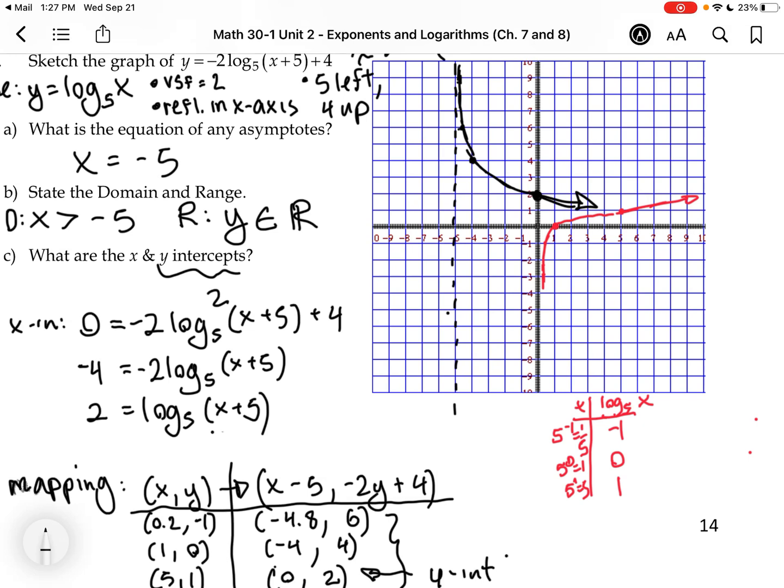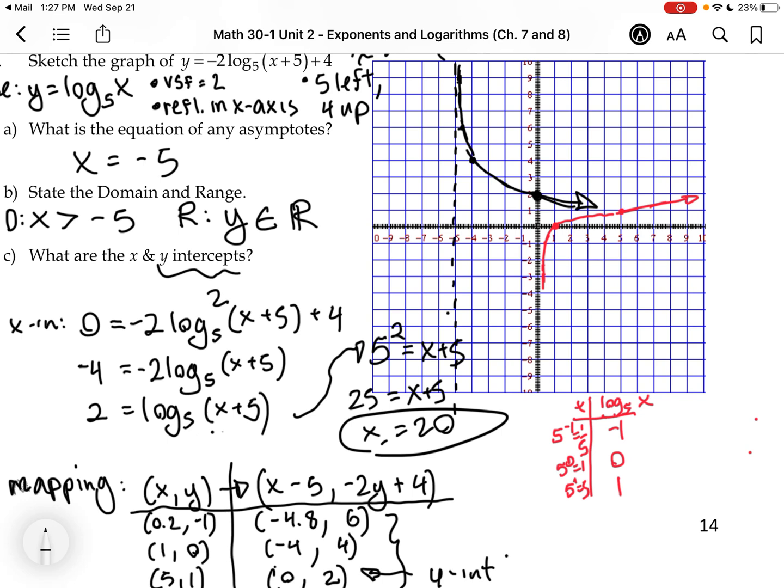So I'm just going to continue over here because I'm really running out of room. So the base of my power will be 5. The exponent is 2, and that's equal to x plus 5. Okay, and that's 25 equals x plus 5. So subtract 5 from both sides. X equals 20. That is your x-intercept.